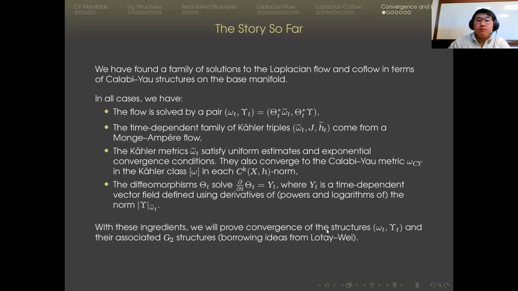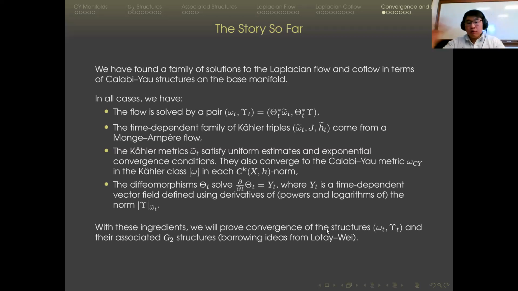Okay. So we've demonstrated a solution to the Laplacian flow and the Laplacian coflow by just looking at things on the base, and these solutions exist for all time, right? The flow on the base exists for all time. So the solutions for the corresponding G2 flows exist for all time. Now we just need to take a look at whether they converge and what limits we get.